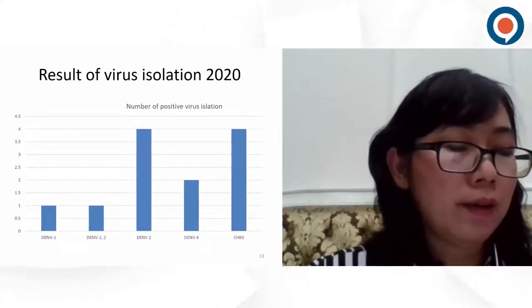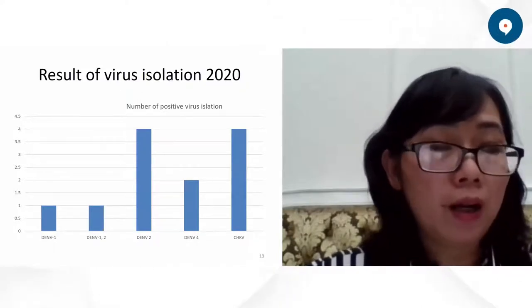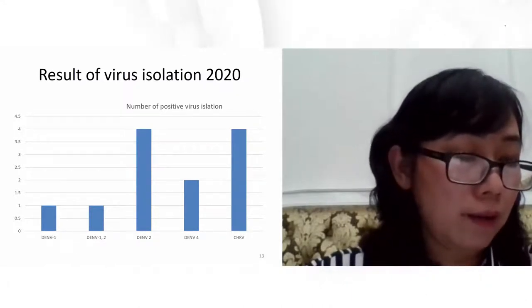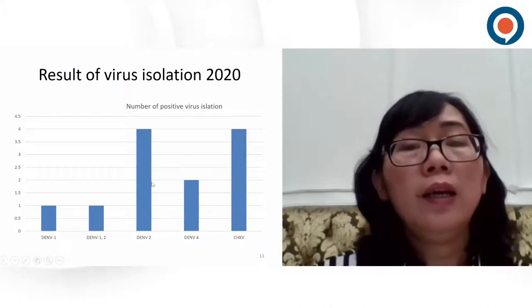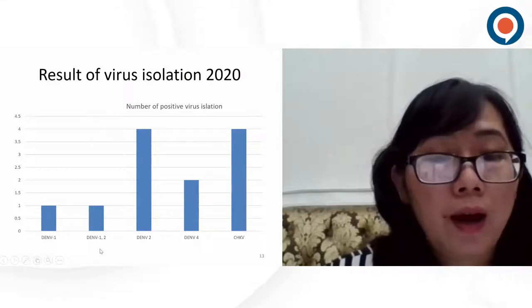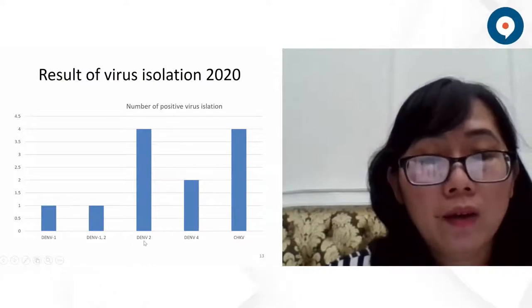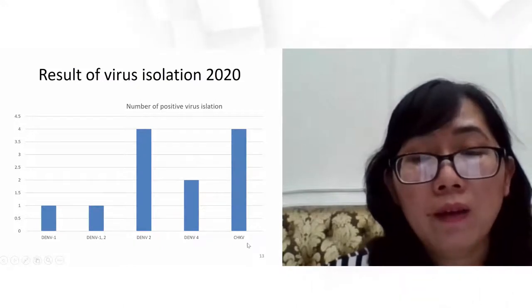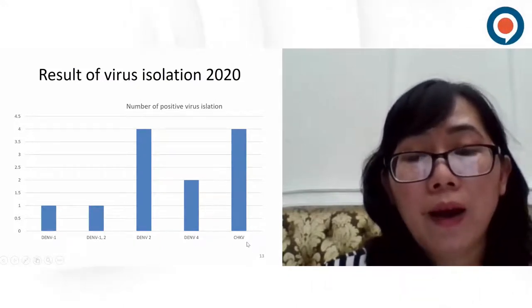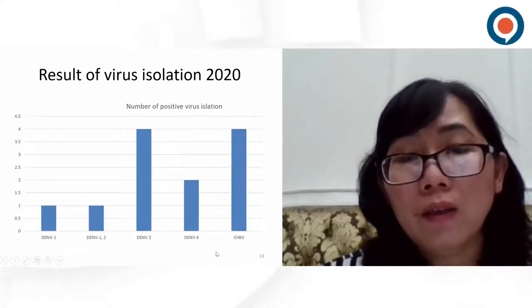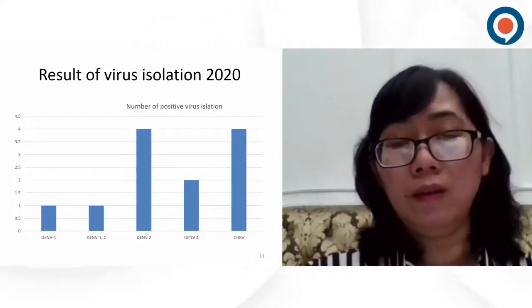Furthermore, our research chose some positive RNA samples to do virus isolation on the CC36 cell line. Can you see on the bar chart, we harvested dengue virus serotype 1, dengue virus serotype 2, and dengue virus serotype 4, and chikungunya virus strains. For Zika virus, we did not succeed in growing it on the CC36 cell line.